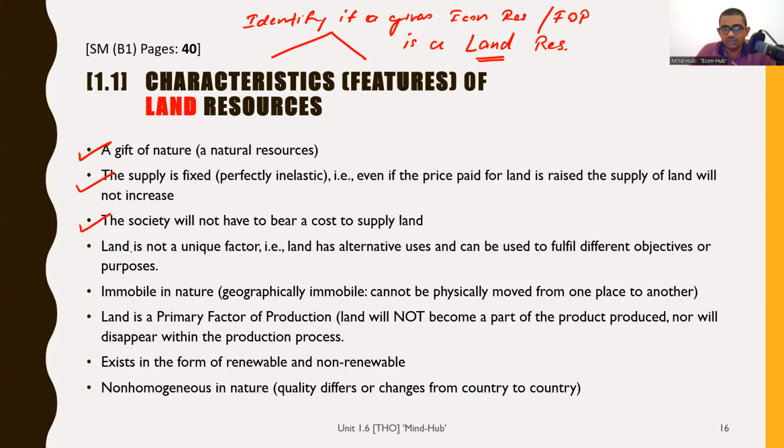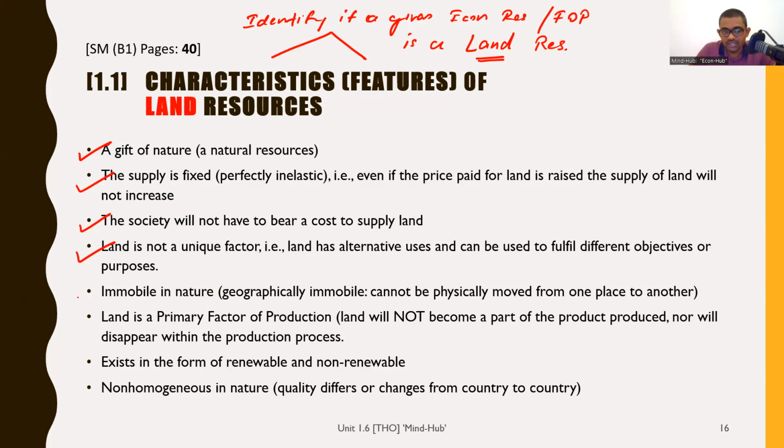Land is not a unique resource. What does that mean? Land has alternative uses, can be used to fulfill different objectives or purposes. You can do many things with land. Unique meaning only one thing you can do. No, land is not unique. Especially if you take a piece of land, you can use it for agriculture, commercial activities, for recreational activities. You can make it into a playground, a park, something like that, right?